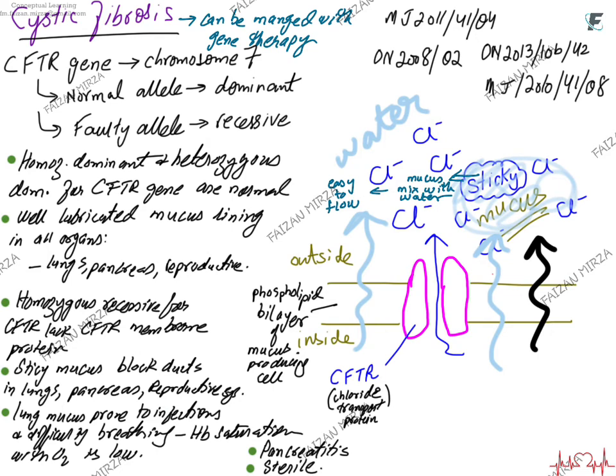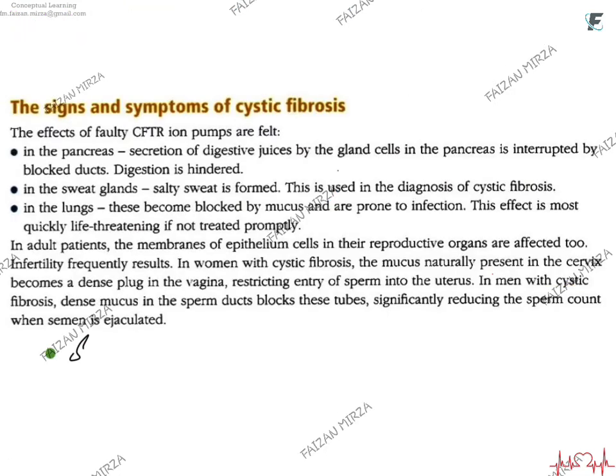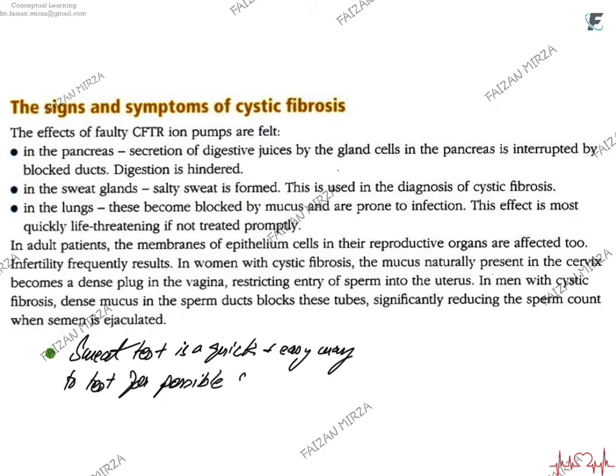The ducts there, be it male or female, the person will be sterile, and the ducts get blocked by this sticky mucus. A sweat test is a quick way to test the person for CFTR, and rather than going for a gene testing, you can actually easily go for a sweat test.